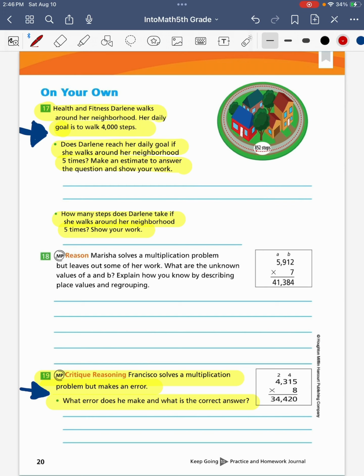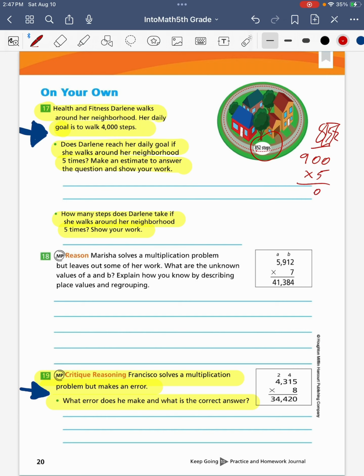Make an estimate to answer the question and show our work. In this diagram, it says that 1 lap around her neighborhood is 852 steps. If she walks around it 5 times, will she reach her daily goal of 4,000? For this, I'm going to round this to the nearest hundred. 852 will round up to 900 as the tens place is a 5 or greater. So for my estimate, I'm multiplying 900 times 5.